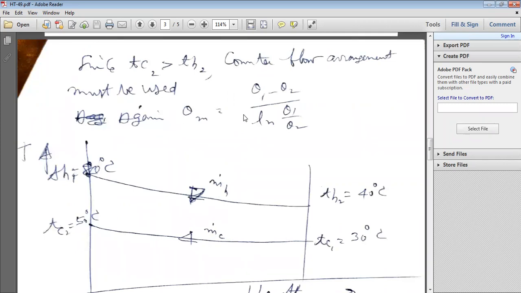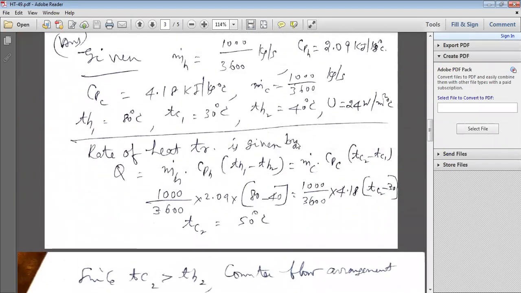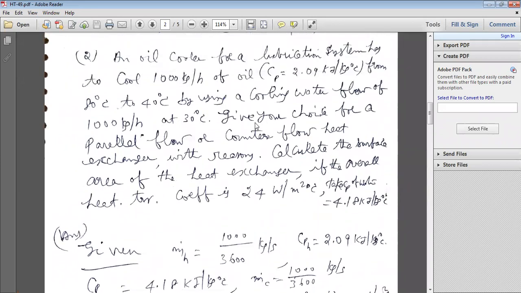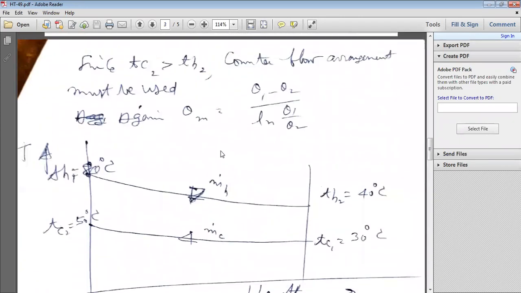Again, here theta mean is the LMTD, the log mean temperature difference: theta 1 minus theta 2 divided by ln theta 1 by theta 2. First you have to verify which is better, parallel flow or counter flow. We have analyzed this and finally concluded that the counter flow arrangement is better. After that, you calculate the surface area of the heat exchanger.